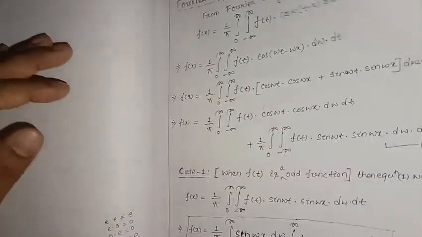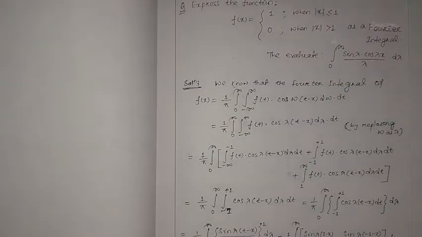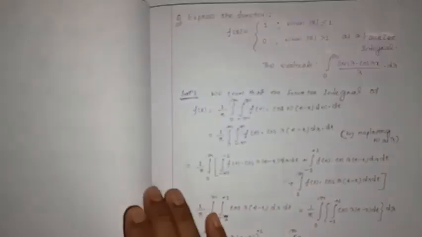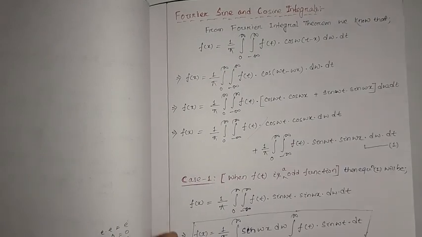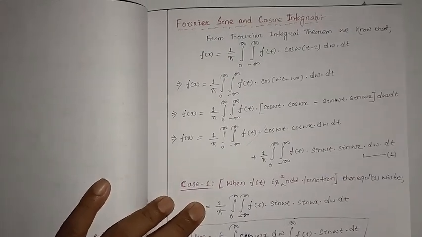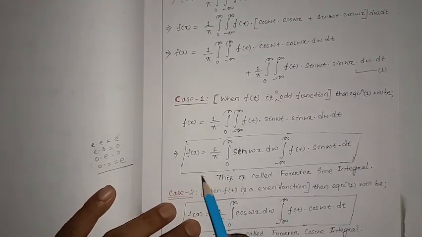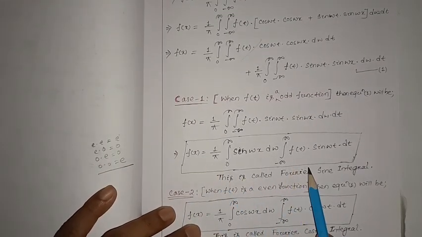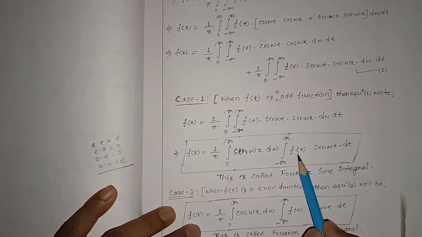Okay, hello everyone. In this video, we are going to discuss numericals based upon Fourier integrals. Last class, we discussed in detail Fourier sine and cosine integrals. So this is your Fourier sine integral. Here you can see f of t is considered as an odd function.